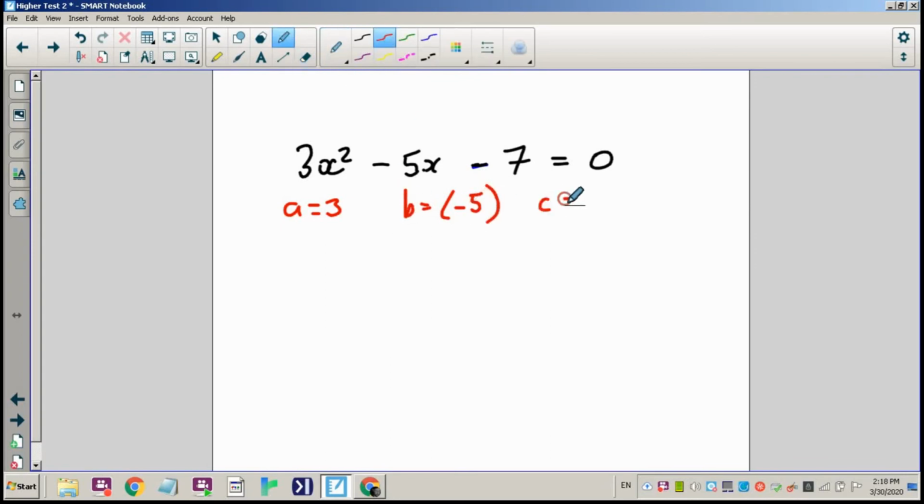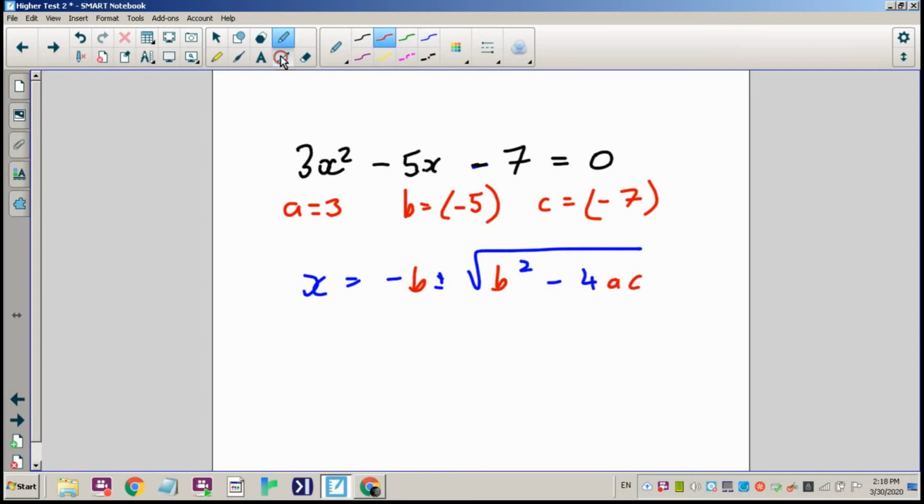Sorry. And c is equal to minus 7. Put the negative numbers in the bracket. Write out the formula. X equals minus b plus or minus square root of b squared, take away 4ac, all over 2a.